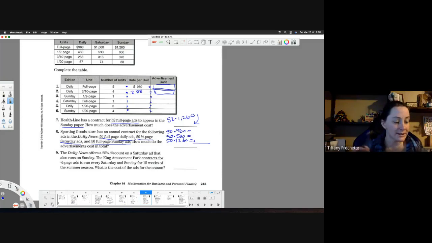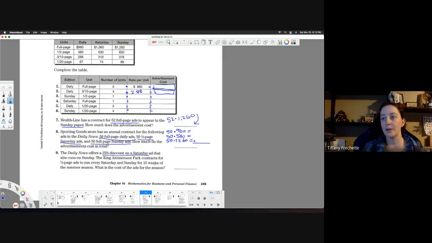The only difference on number 9 is they talk about a discount. So the Daily News offers a 25% discount on a Saturday ad that also runs on Sunday. So the 25% discount on Saturday, if it also runs on Sunday, the 25% discount does not count on Sunday. So it's kind of a funny wording there. You only get the 25% discount on a Saturday ad.